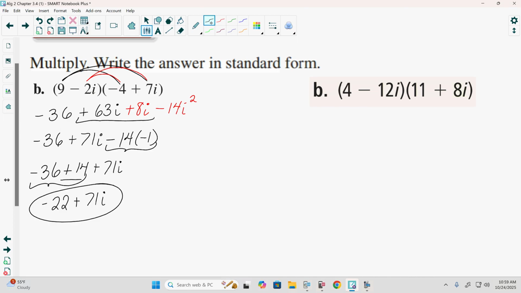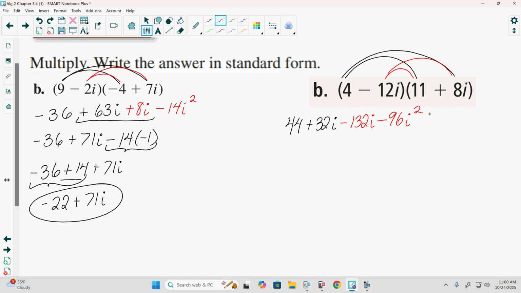4 minus 12i times 11 plus 8i. We can start off with our multiplication of 4. 4 times 11 is going to be 44. 4 times 8i. 4 times 8 would be plus 32i. Then we can do the exact same thing with negative 12i. Well, negative 12i times 11 is going to be negative 132i. And negative 12i times 8i, negative 12 times 8 is going to be negative 96.